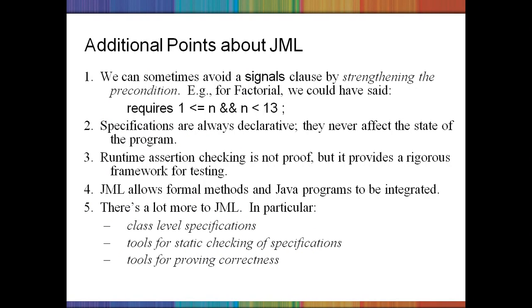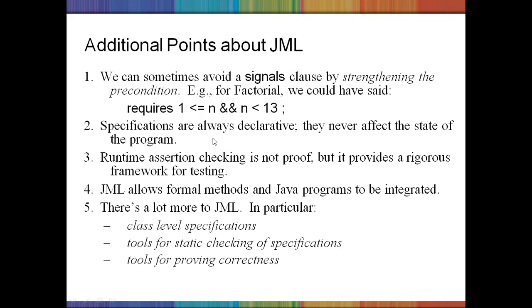Some other points you need to remember while using JML are, we can sometimes avoid a signal clause by strengthening the precondition. For example, requires 1 less than or equal to n and n less than or equal to 12. So instead of providing the signal there, signals ArithmeticException n greater than 12, here in the condition itself we are including it.